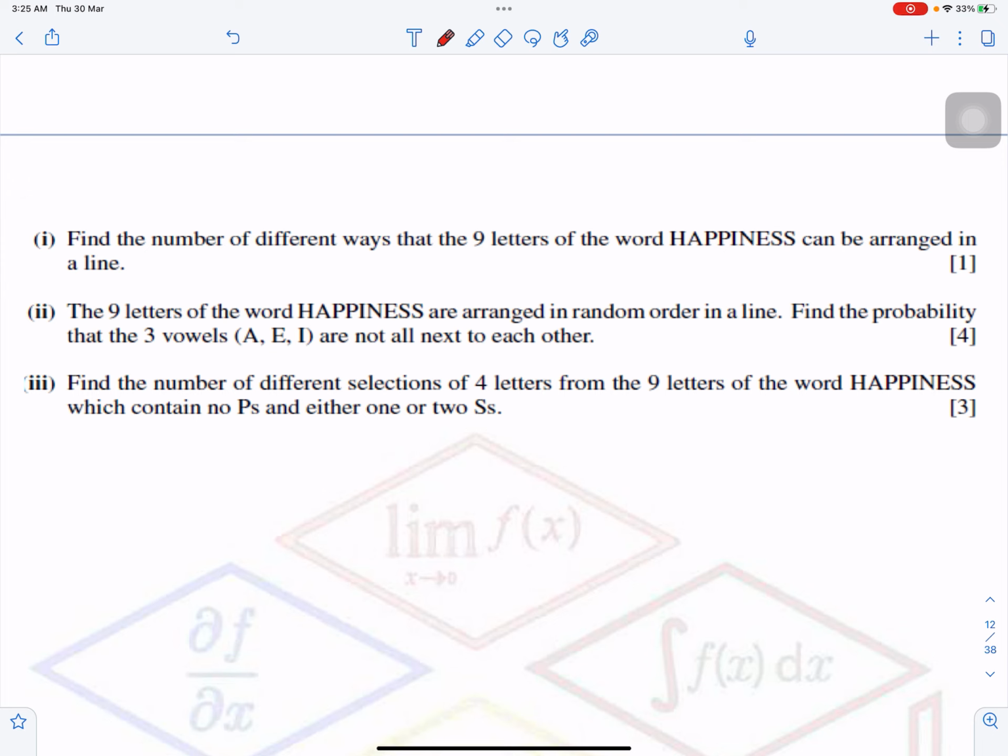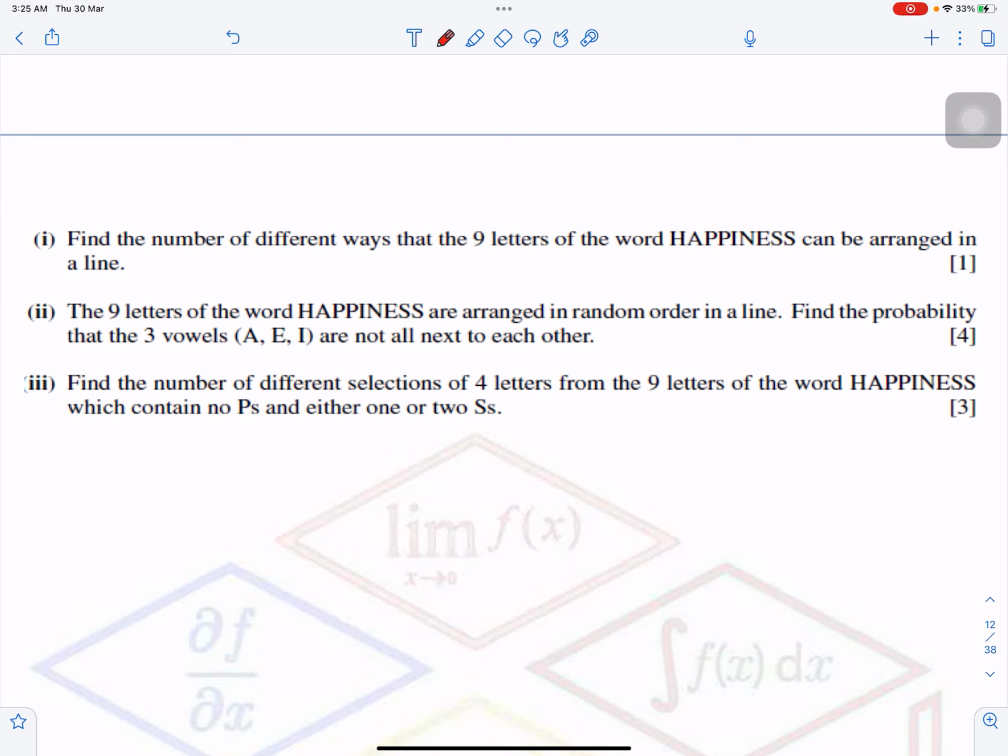Okay, so now part 2. Now in part 2 there is a condition. Again, the 9 letters of the word happiness are arranged in random order. You have to find the probability that the 3 vowels are not all next to each other. Now there are two very technical things, I would say. If somebody is not reading the question properly, he would miss it. Number 1 is the word all. Usually in the questions it says, for example, the 3 vowels A, E, I are not next to each other.